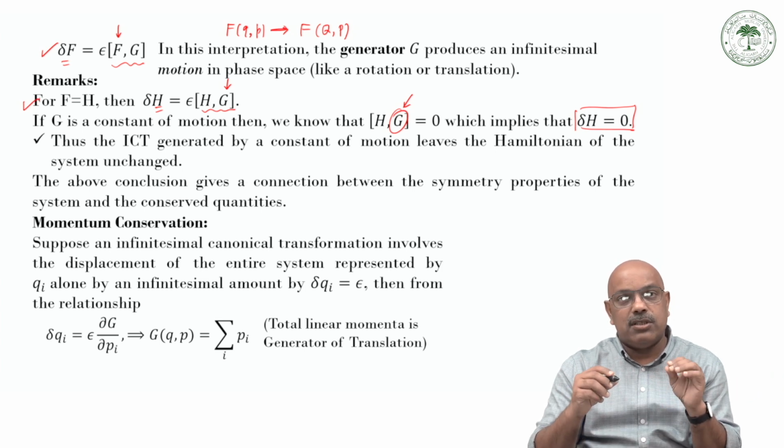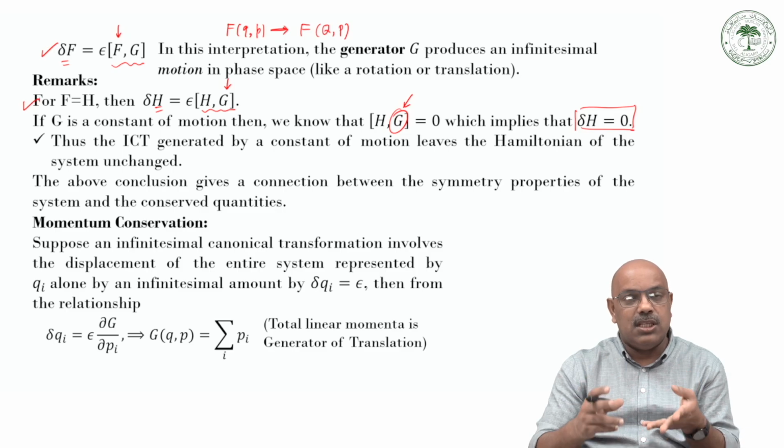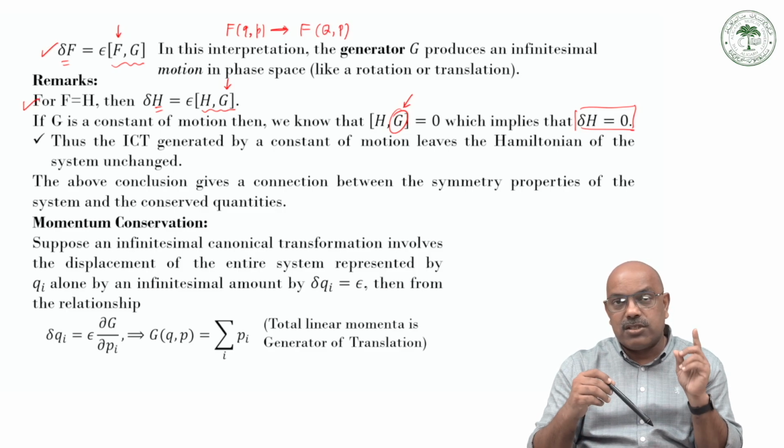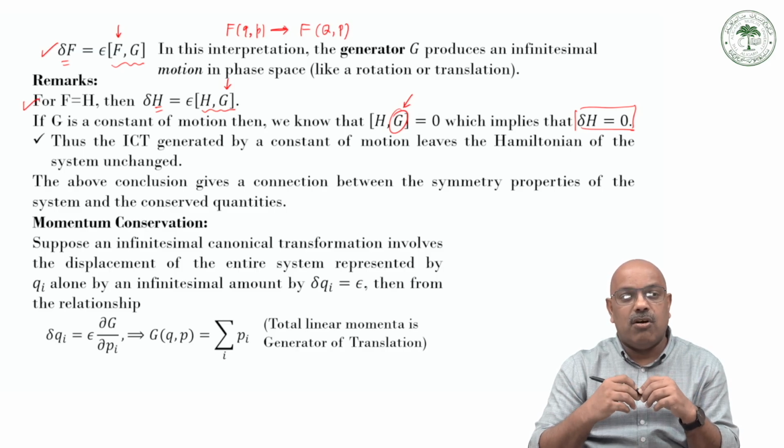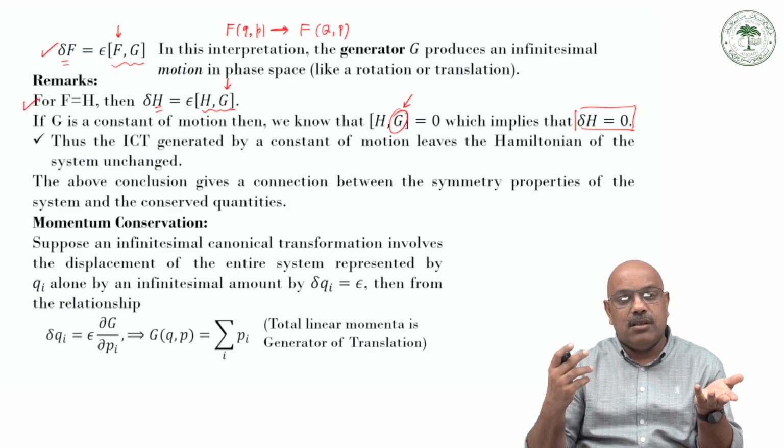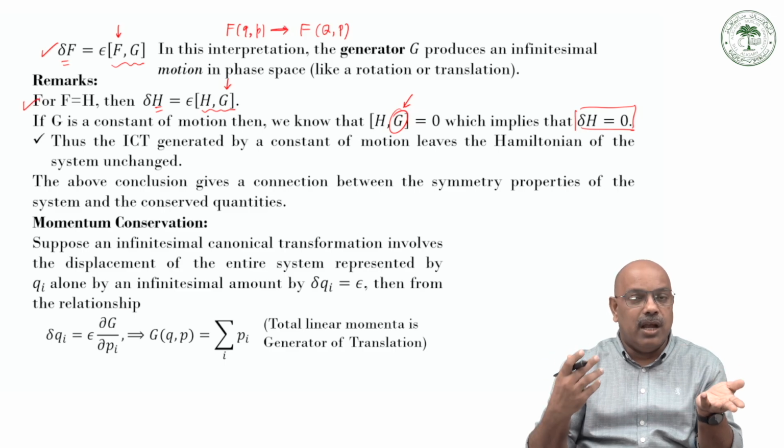So now we are going to see what physical quantity G, the generator of the infinitesimal canonical transformation, is, such that if it is a constant of motion, it is going to leave the Hamiltonian unchanged, basically.